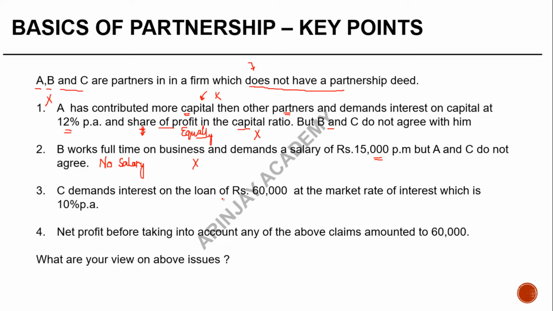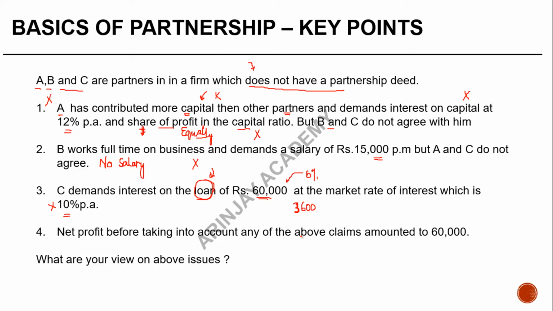C demands interest on a loan of rupees 60,000 at the market rate of interest, which is 10% per annum. Now here, according to the provision of this Partnership Act, the interest being demanded is on a loan. It is not on capital, which is the case with A. The interest on loan, if there is no provision to the contrary, has to be given at 6% per annum. So if he demands interest at 10%, that cannot be accepted, but 6% on 60,000, which comes to 3,600, is something which can be paid to C.